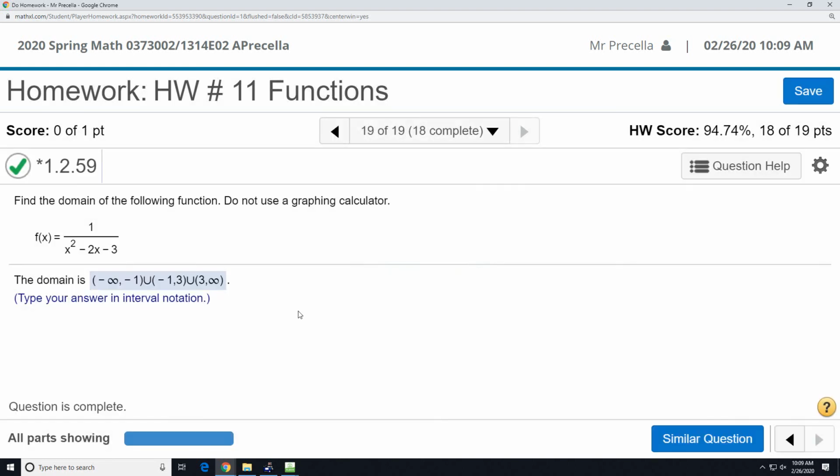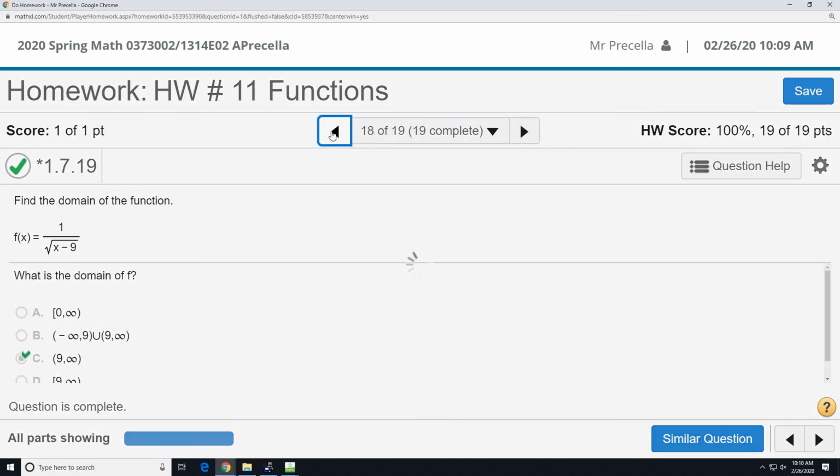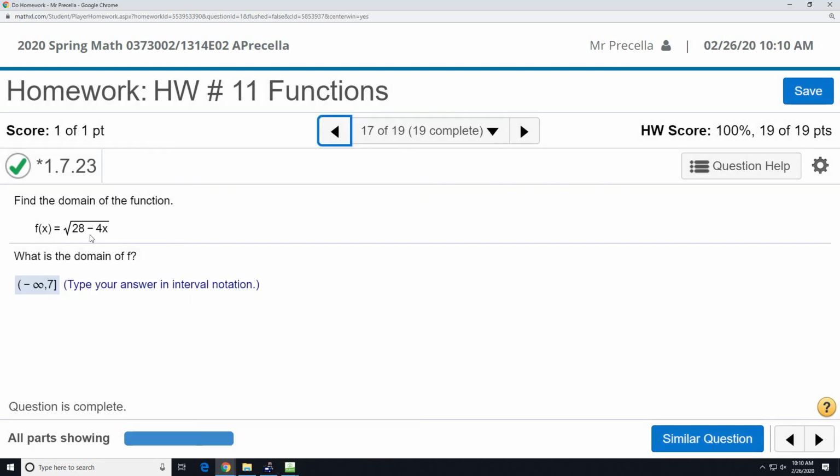Okay. Any questions on that? Hopefully you see how these last three differ. 19 is just a fraction. 18 is the most involved, the one that takes the most thought up here because it has a fraction and a square root. And 17 is just a plain square root.